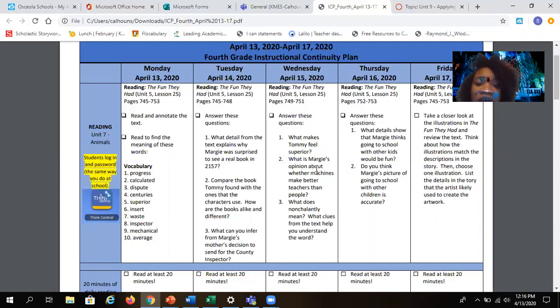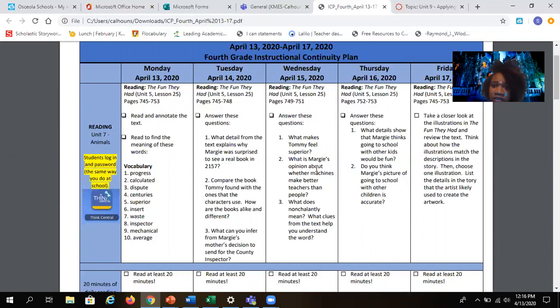3, what does nonchalantly mean? What clues from the text help you understand the word? 2-part question. So first you need to answer, what does nonchalantly mean? And I say that about people all the time. Oh, they were so nonchalant about it. And then what clues from the text help you understand the word? So what context clues, what around the word nonchalantly helped you to know what that meant?